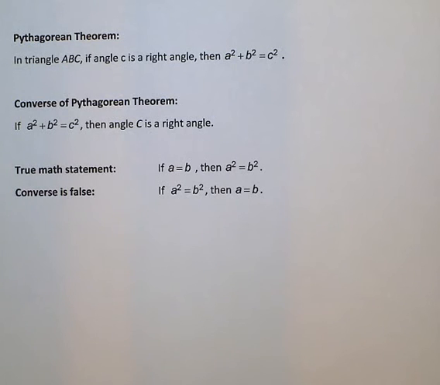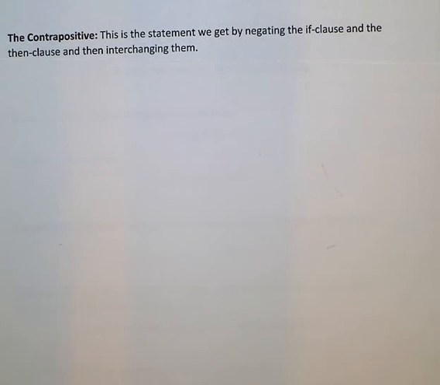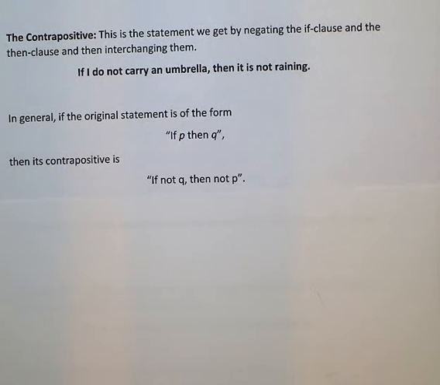Here's another kind of statement that we can form from our original statement. It is called the contrapositive. This is the statement we get by negating the if clause and the then clause, and then interchanging them. Back to our original non-math statement, its contrapositive is, if I do not carry an umbrella, then it is not raining. In general, if the original statement is of the form if P then Q, then its contrapositive is if not Q, then not P.